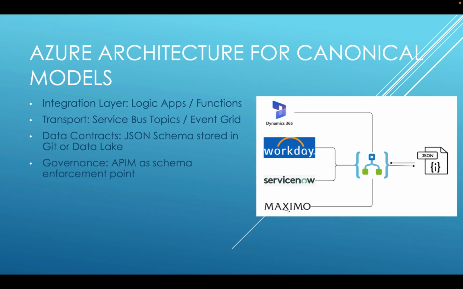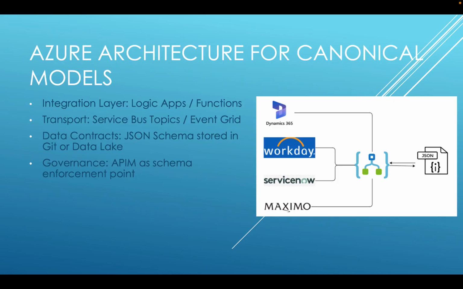Now that canonical message is then published to a service bus or event. I haven't shown the service bus here, but normally it goes to the service bus, and from there another Logic App transforms it back into what Maximo can understand. So downstream subscribers like Dynamics, Maximo, or other systems consume it and transform it back to their own structure.